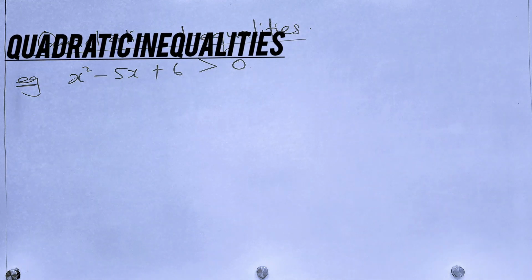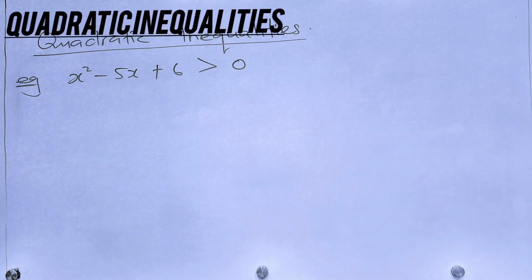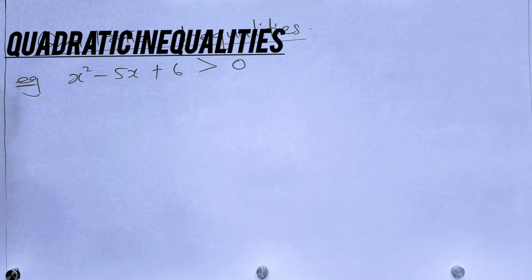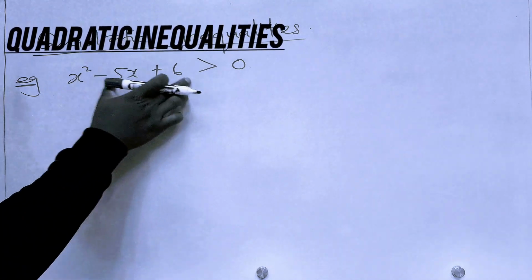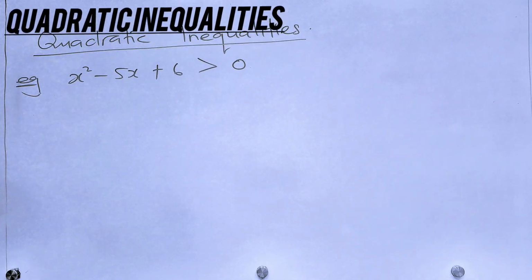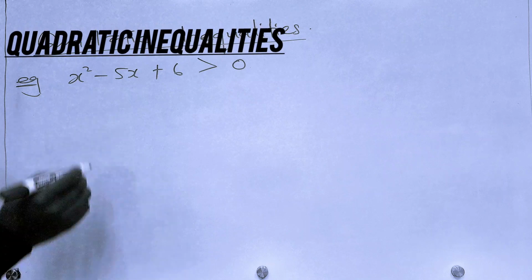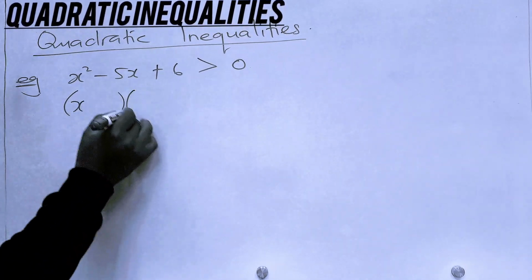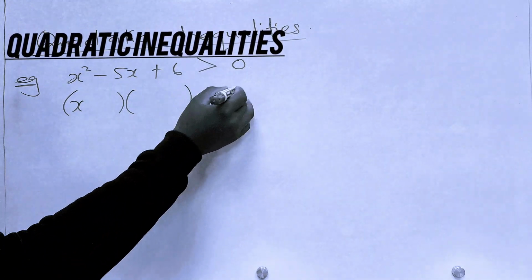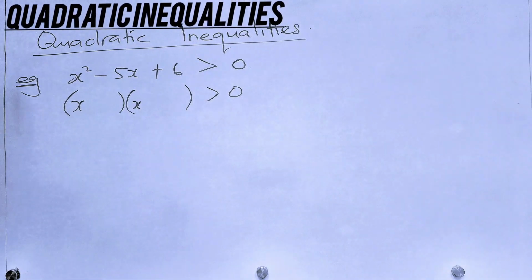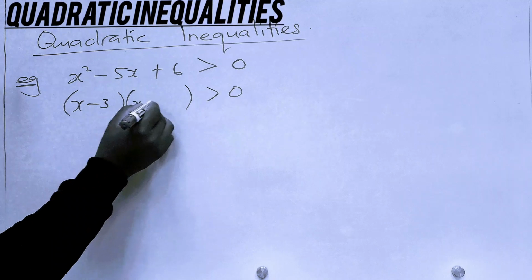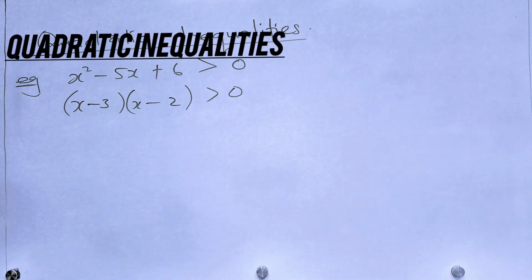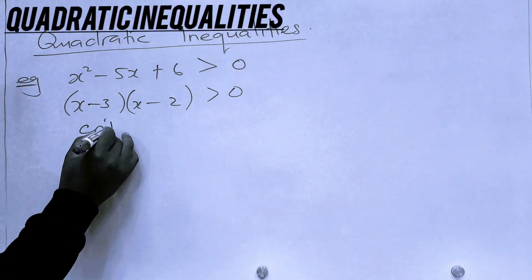So in this case, what we need to do is find the critical values of our inequality. We find the critical values by factorizing this. This is a trinomial that we need to factorize. So we find factors of 6 which give us minus 5, which will be minus 3 and minus 2. So we find the critical values.